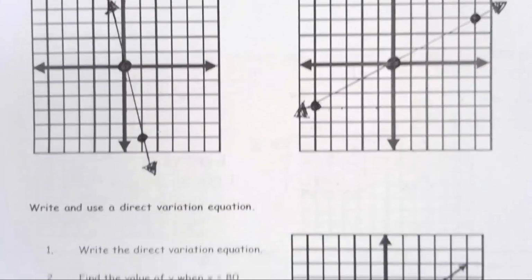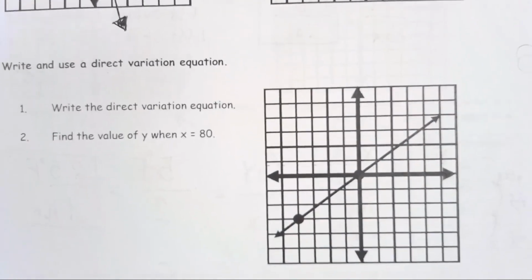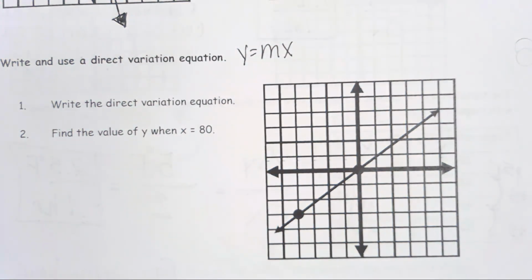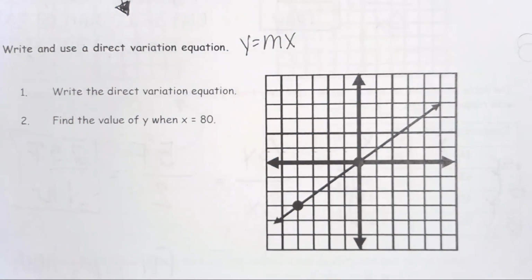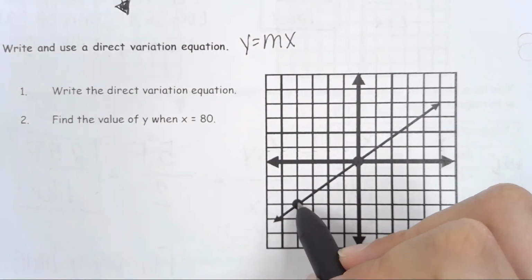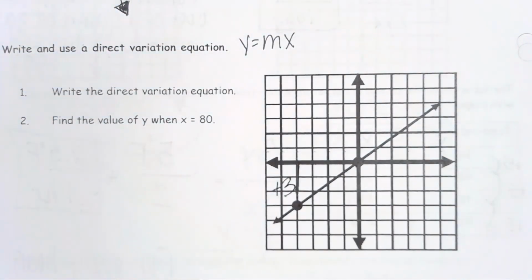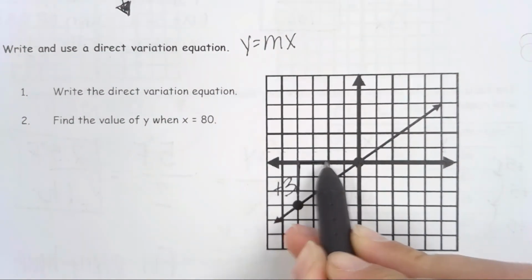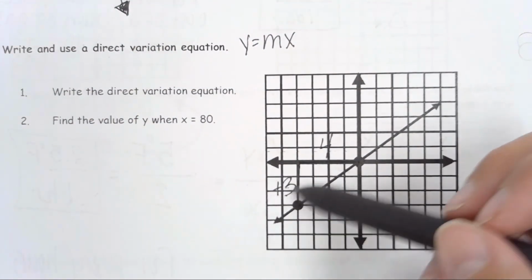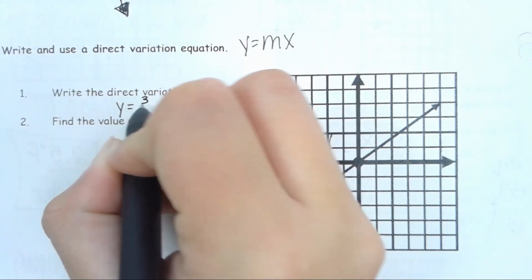Okay. All right, last question, write and use a direct variation equation. So remember, direct variation is in the format of y equals mx, where m is represented by your slope. So we just need to figure out the slope of this line here. So here are my 2 points. Starting with the point furthest to the left, I am going to go up 1, 2, 3 to get to that second point, and then I'm going to run 1, 2, 3, 4. So my slope of this line is 3/4, which means I'm going to plug that in for m in my equation, and my equation is going to be y equals 3/4 x.